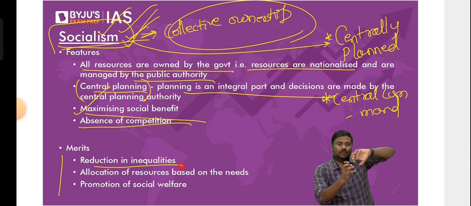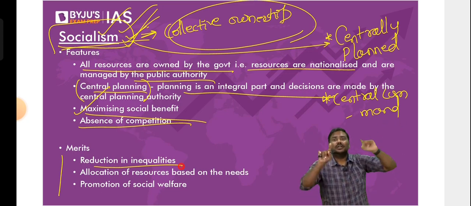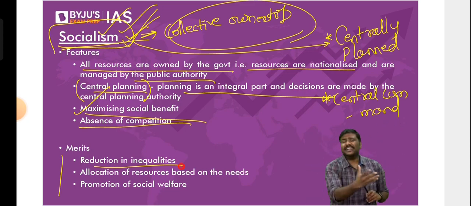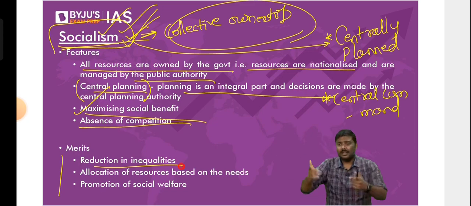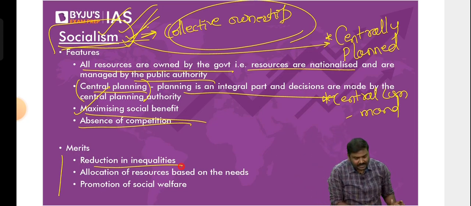Because in capitalism, people who are rich will continue to grow rich, and people who are poor will continue to remain poor. Now governments in many countries say, no, we will not allow that to happen. We will create employment. We will ensure that profits are not taken away by the people. Profits will be flowed back into the economy itself. That is a reduction of inequalities.